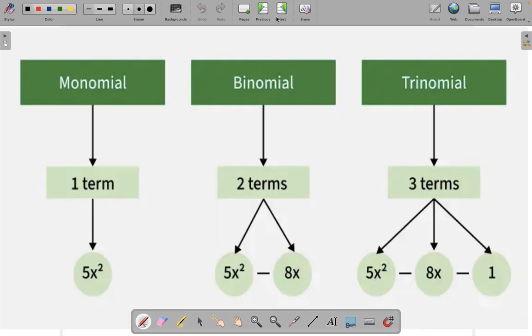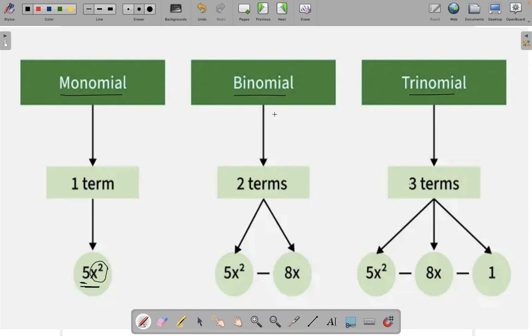Okay, so whenever we have algebraic expressions, they are usually of three types: monomial, binomial, and trinomial. Monomial has one term, binomial has two terms, and trinomial has three terms. We also have polynomials. Polynomials have two or more terms. Any algebraic expression that has more than one term is known as a polynomial, right?